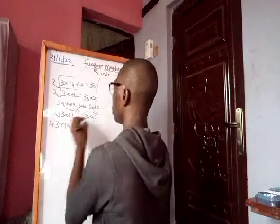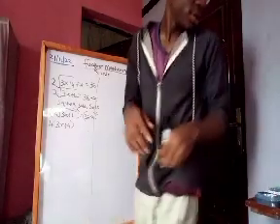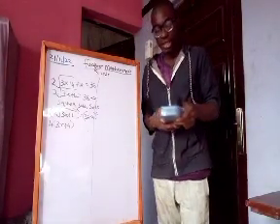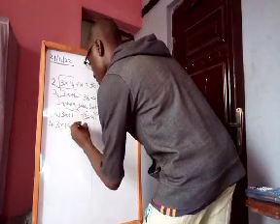Now let's go to this one. Open your bracket. That will be 36 square. And 36 square is what? I have my calculator handy here. 36 square is 1296.